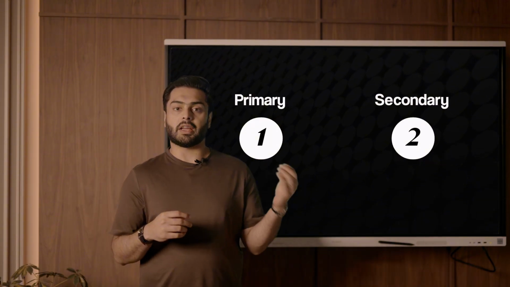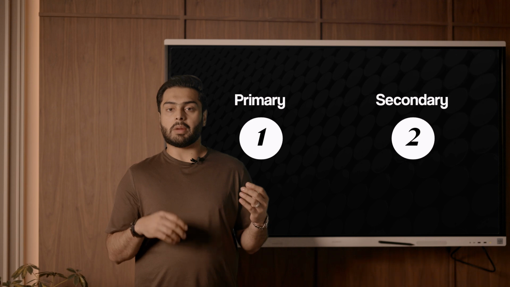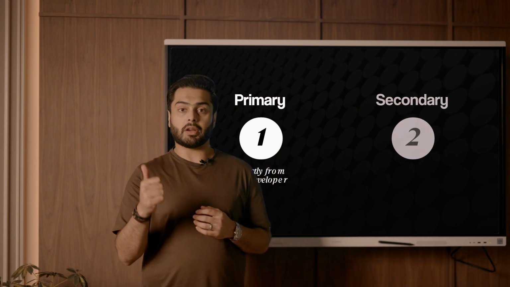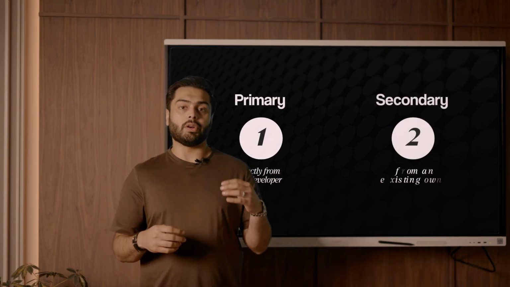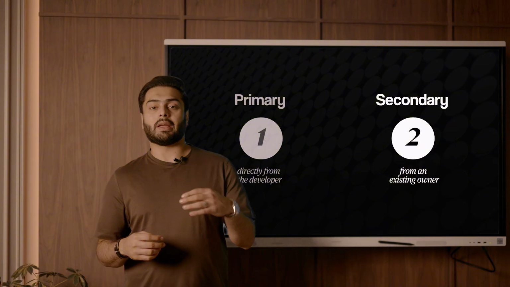Primary versus secondary market. You can buy property in two ways. Primary market, directly from a developer, or the secondary market, from an existing owner.